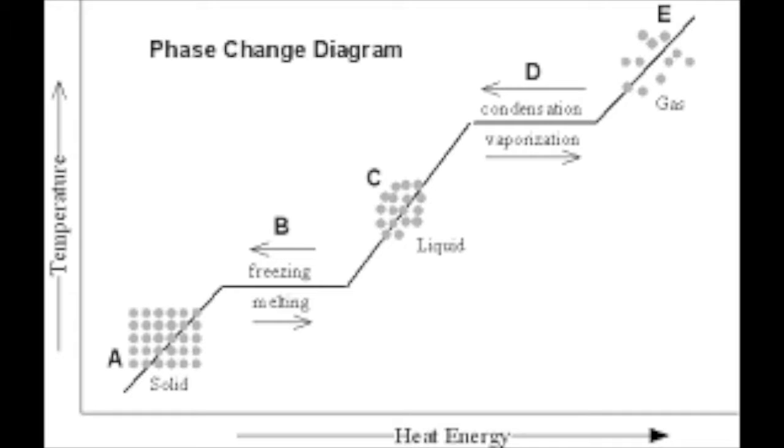Lines A, C, and E on the diagram represent an individual state of matter that is stated. However, lines B and D are different. These lines represent a certain temperature where 2 states of matter can exist at the same time. Line B represents solid and liquid, whereas line D represents liquid and gas.